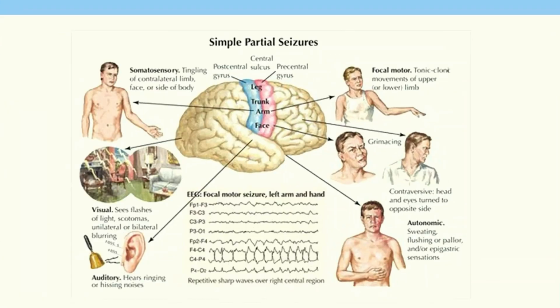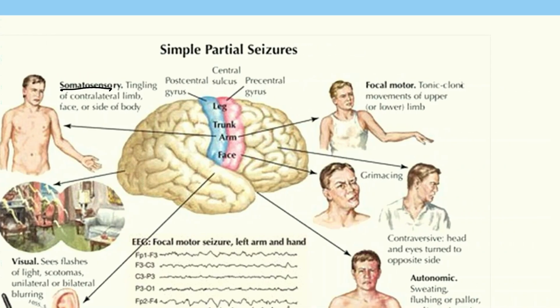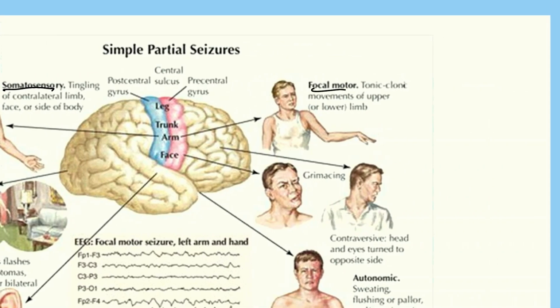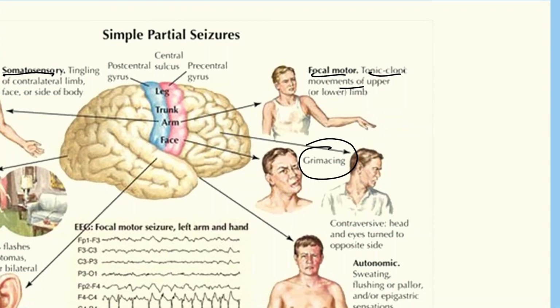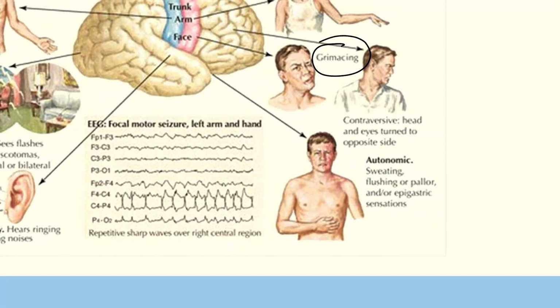So some examples that can happen: we can have some somatosensory issues, they'll have some tingling go on, focal motor issues, those tonic-clonic movements of the upper lip can also be there. Grimacing is one of these simple partial seizures. It could be that all you'll see is a grimacing. Some autonomic issues, so some sweating, flushing, pallor.